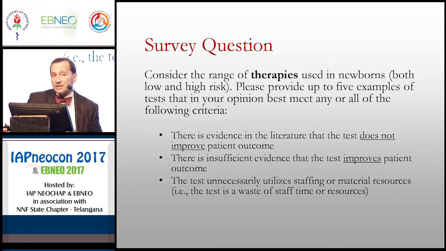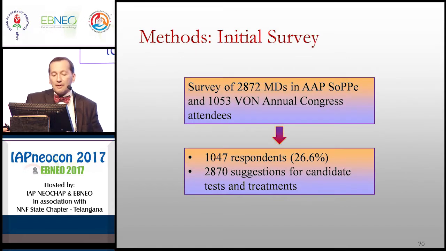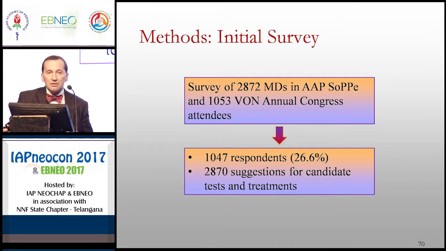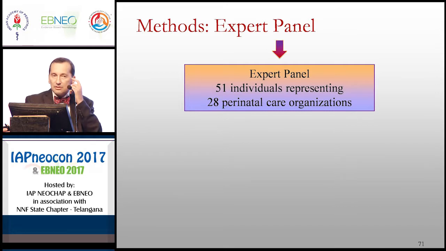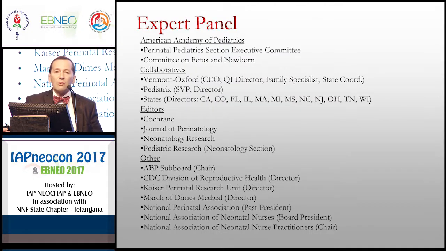We asked the same question for therapies. Are there therapies for which there's evidence of absence of effect, absence of evidence of effect, or waste? We took those responses. There were about 2,900 responses from the 1,000 respondents who returned the survey electronically, and we put them through an expert panel that represented 28 perinatal care organizations, basically every organization we could think about in the United States at the time, both MD and nursing driven.